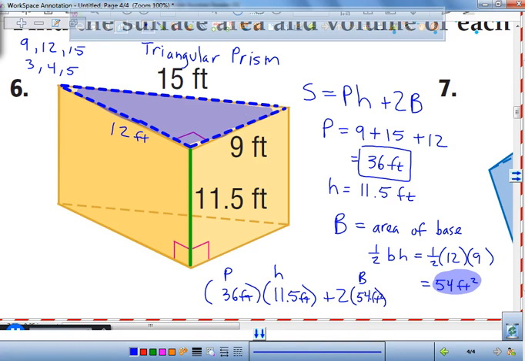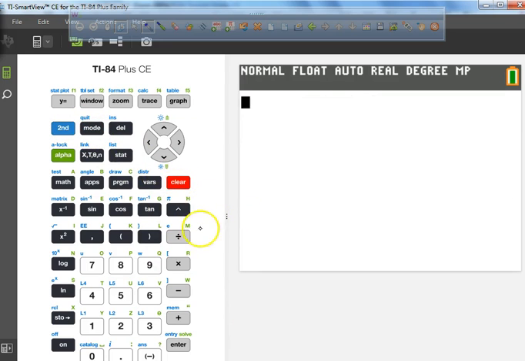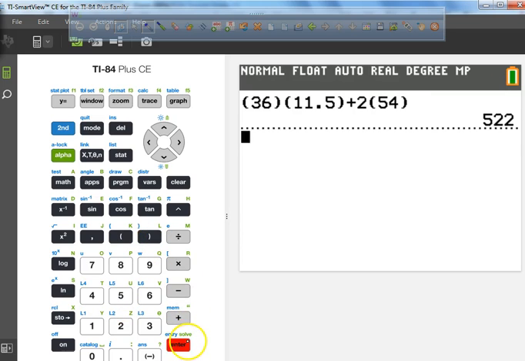So now you just get the old calculator out. 36 times 11.5 plus 2 times the area of the base. And then you just press, bam! 522 feet squared.